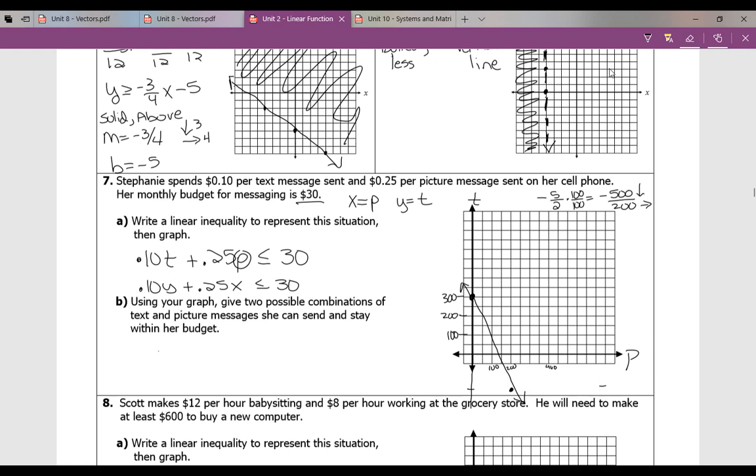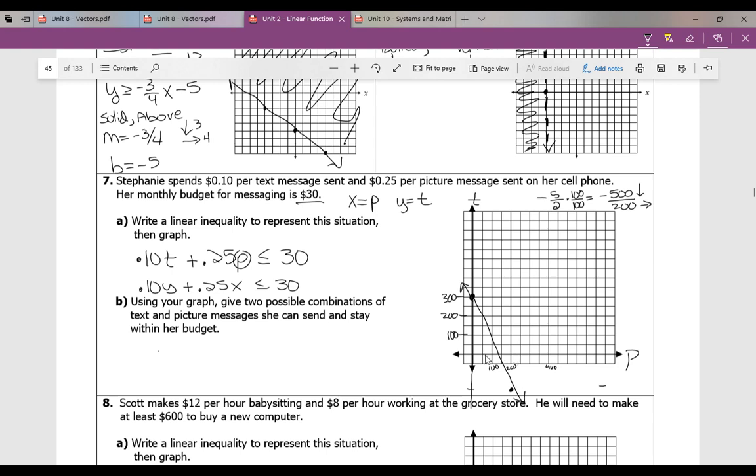All right, so what we want to do is we want to stay above, we want to stay in this area and this area, okay? So she could make 50 phone calls and send 50 pictures and stay within her $30. That's an option, because that is below the line. Everything we pick has to be below the line. Okay. Now, so she could do 50 pictures and 50 text, and she would still stay below her $30 limit.